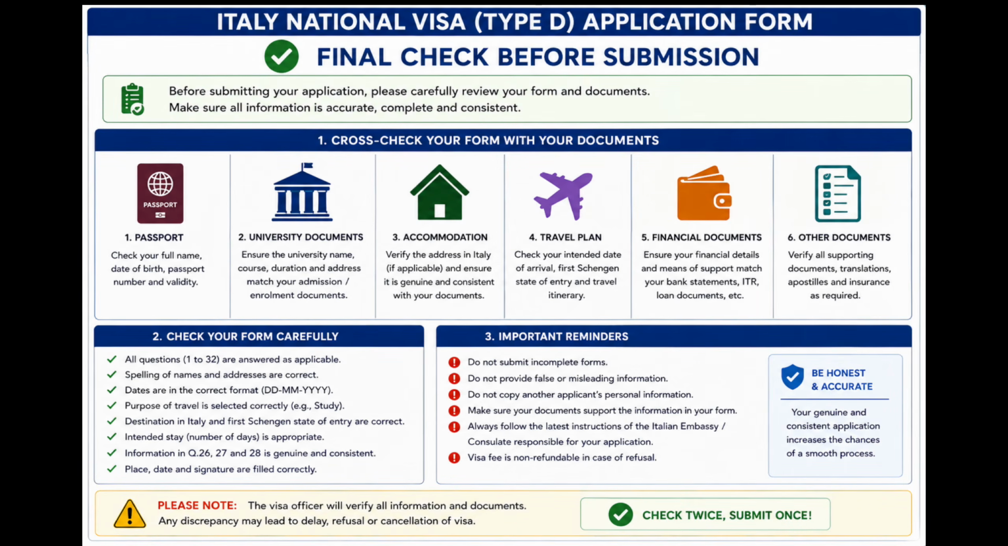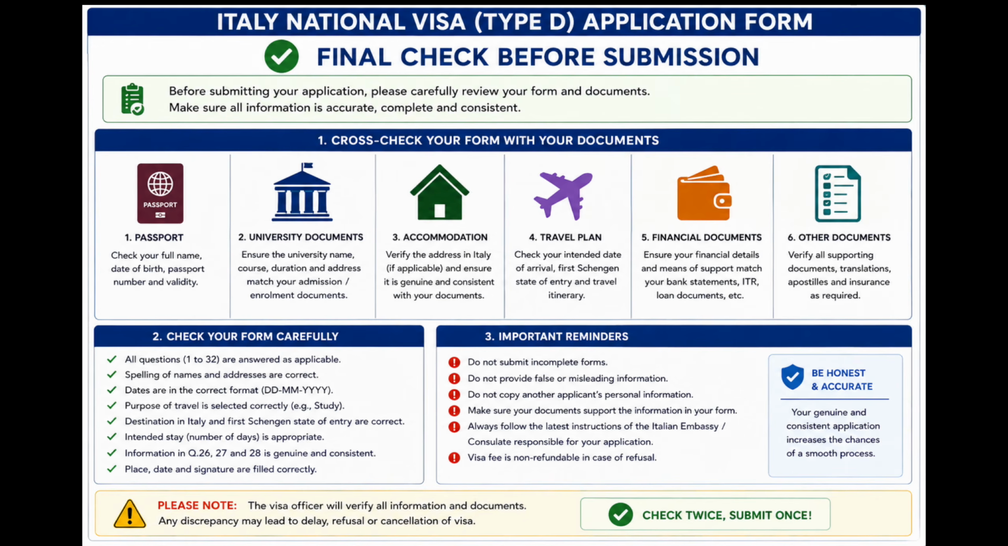Final check before submission. Before submitting your application, do one final check. Compare your complete form with your passport, university admission or enrollment document, accommodation information, travel plans, financial documents, and any other document required for your particular visa application. Make sure the information is consistent.